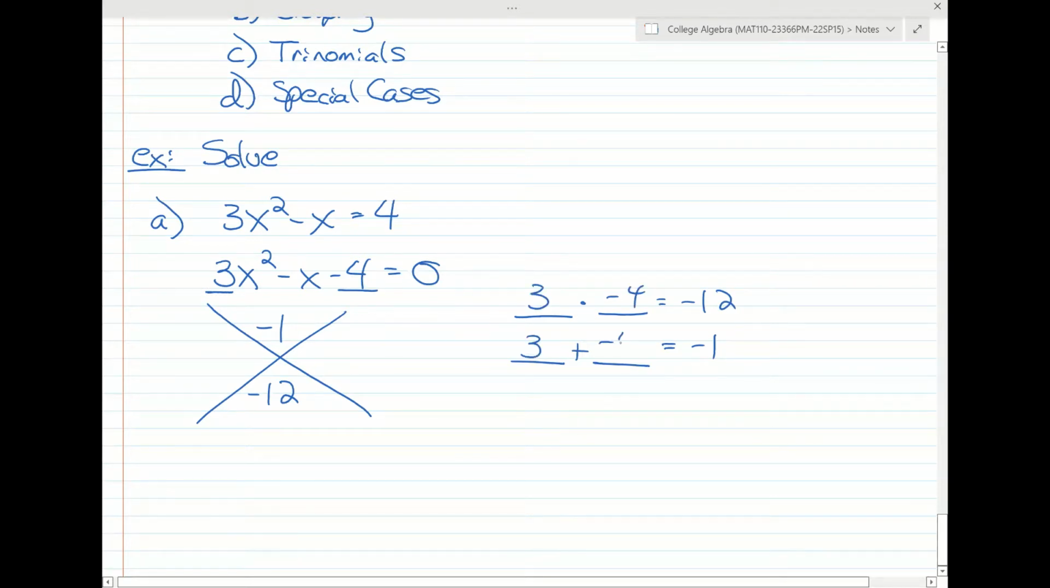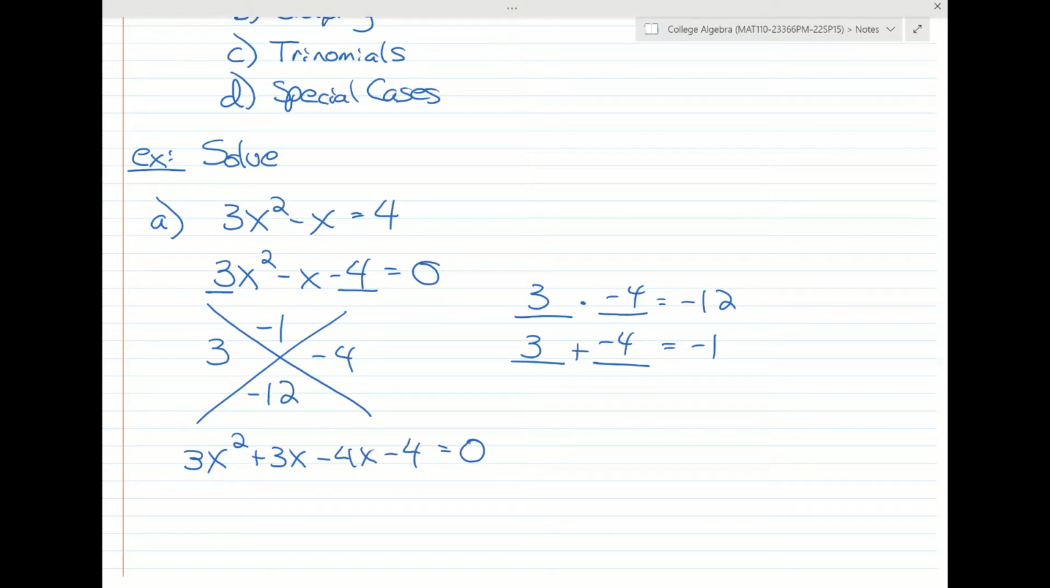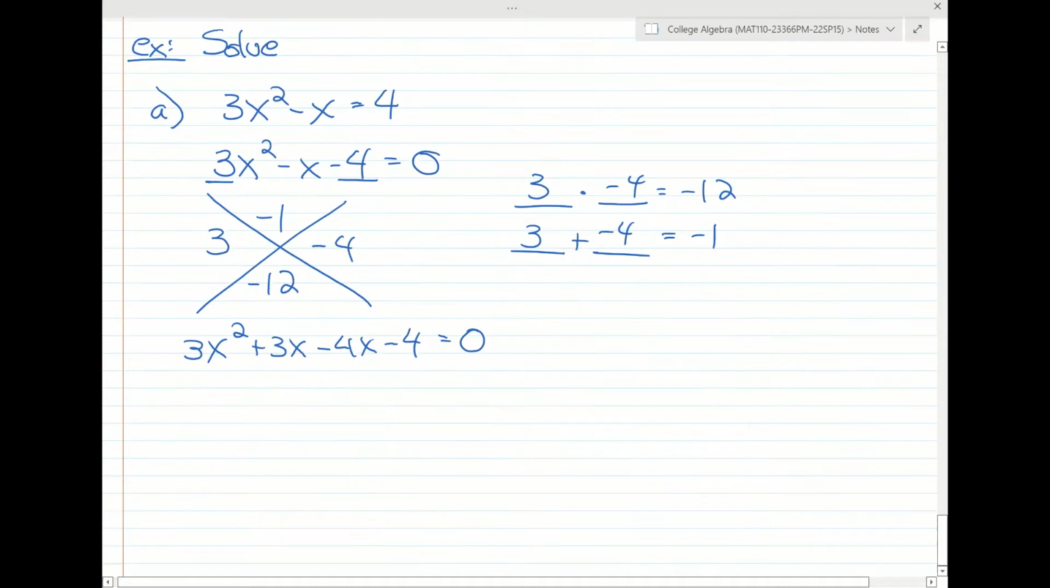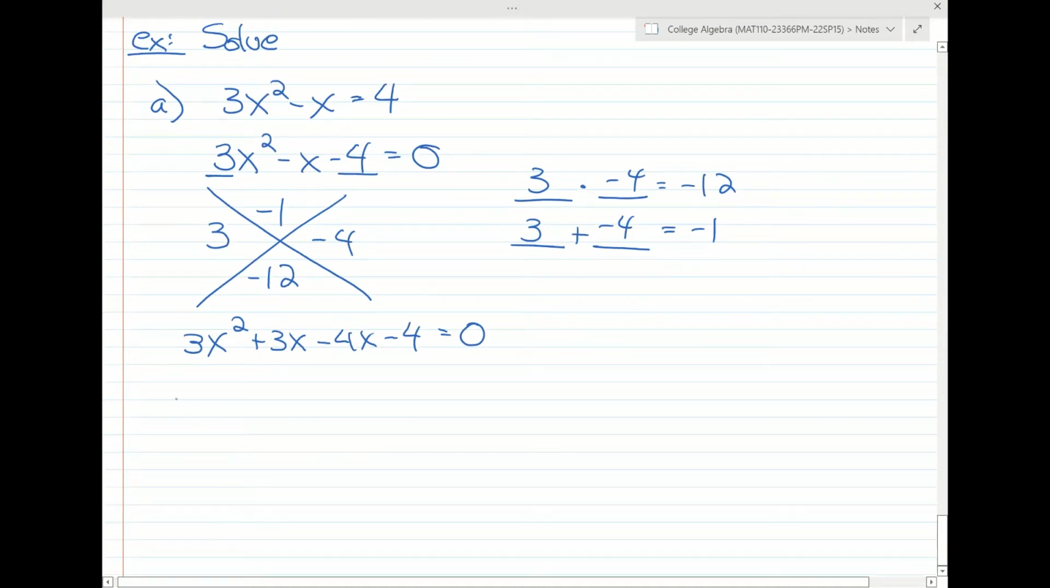So it's just like we've been factoring for a couple classes now. We're going to factor this too. 3 and -4. So we have 3x squared plus 3x minus 4x minus 4 is equal to 0. Cut it down the middle. Take out a 3x, we get x plus 1. Take out a -4, you get x plus 1. So factored, we'd get x plus 1 times 3x minus 4.